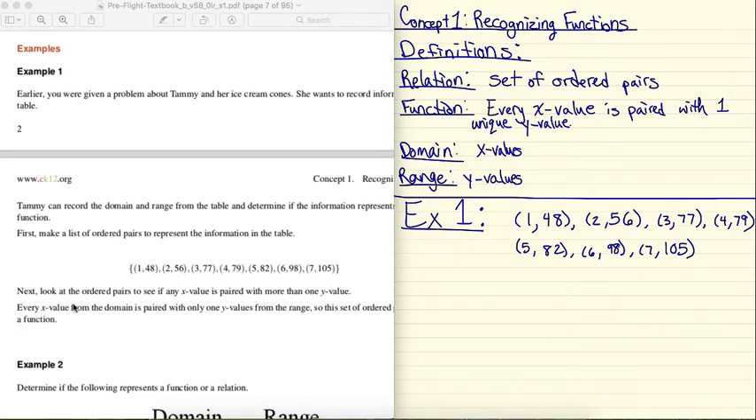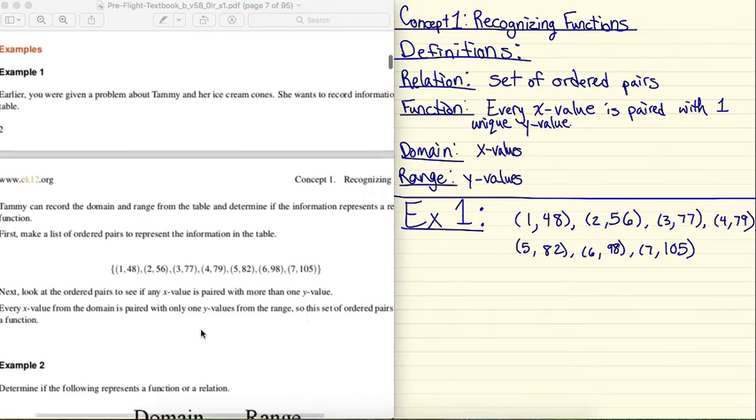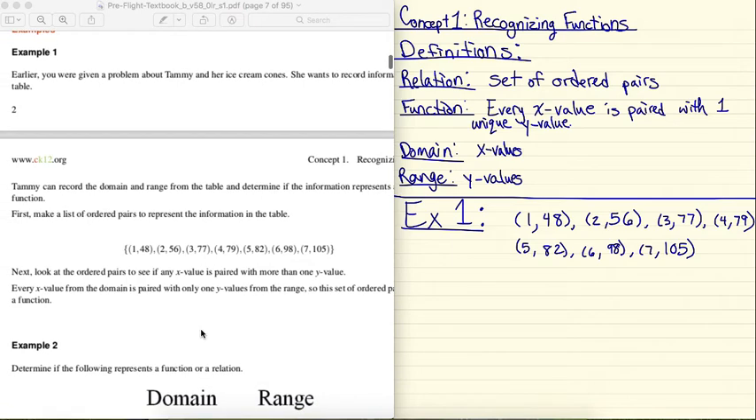So moving back down to example 1 in the textbook, it says next look at the ordered pairs to see if any X value is paired with more than one Y value. Because what we're trying to figure out is, 1, what is the domain? Or what are the X values in the sets of ordered pairs, and then what is the range, and then also thinking about, does this set of ordered pairs represent a function? Okay, so first let's get practice writing domain.